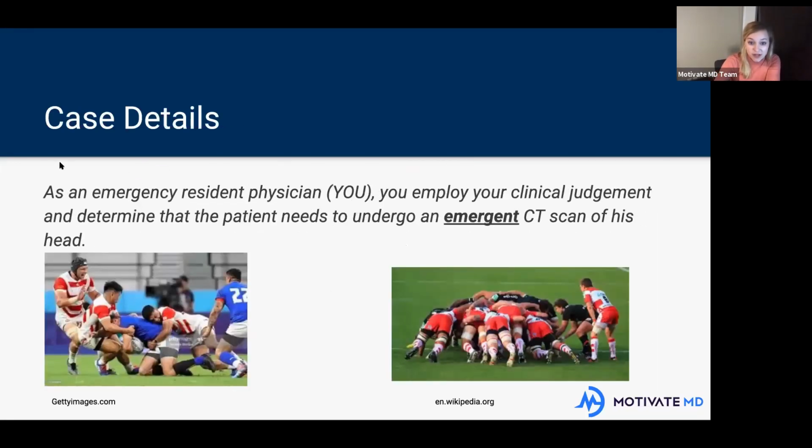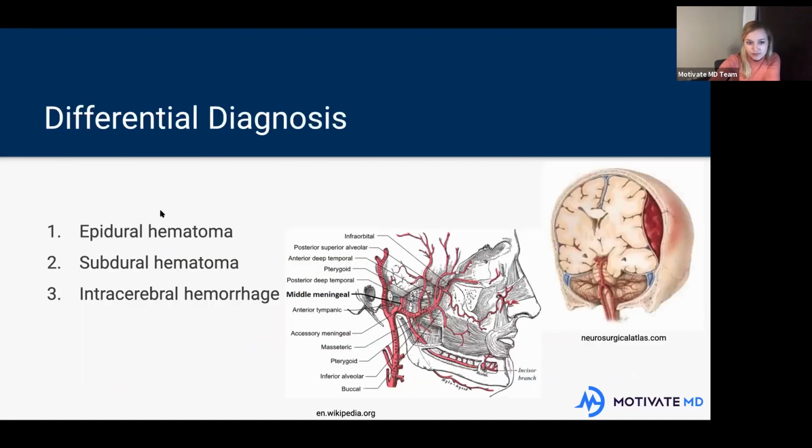As an emergency resident physician, you will employ your clinical judgment and determine that the patient needs to undergo an emergent CT scan of his head. We got to see what's going on in there. So here's our differential diagnosis. Number 1, so most likely epidural hematoma. Number 2, subdural hematoma. And 3 is intracerebral hemorrhage.